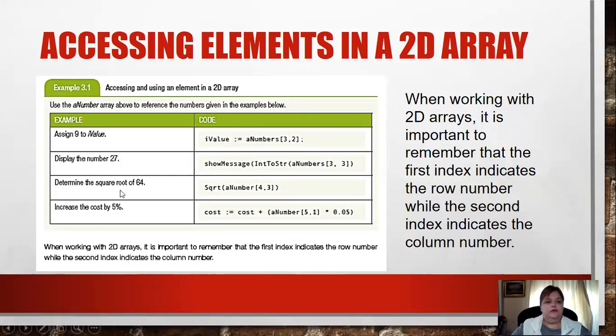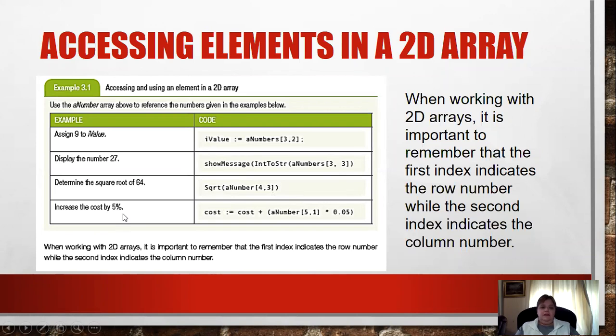Determine the square root of 64. Very easy. To get to the square root of 4, it would be 4 to the power of 3, so 4, 16, and then 16 times 4 is 64. Then I would simply add my square root on the outside. Remember your parentheses.